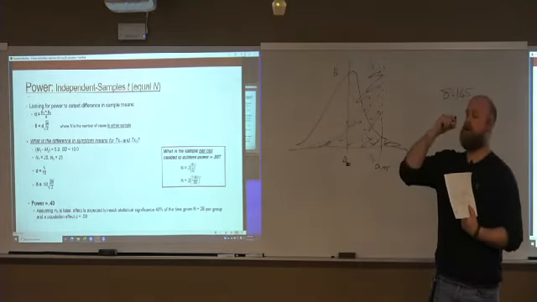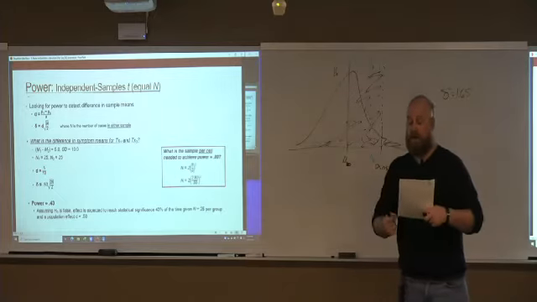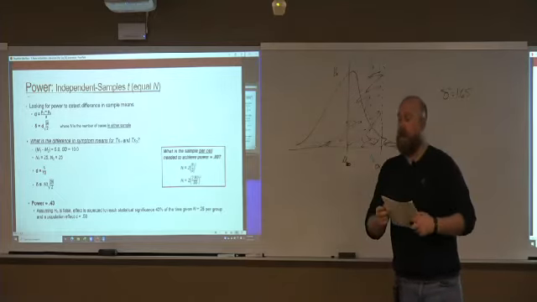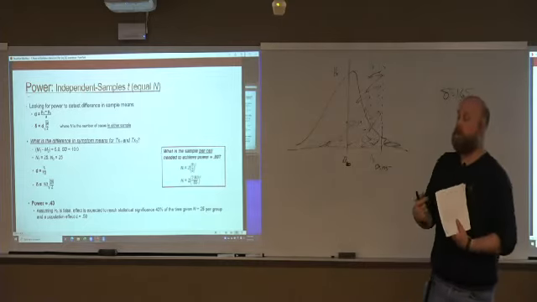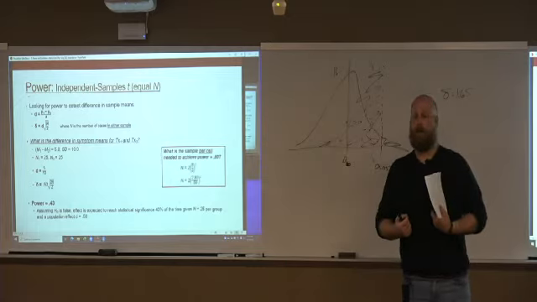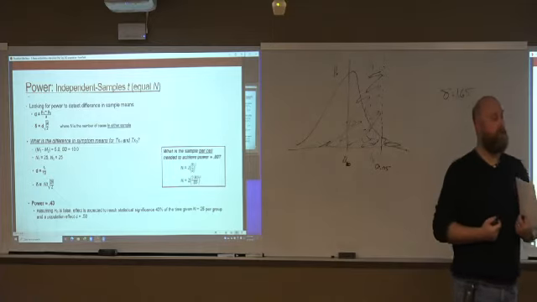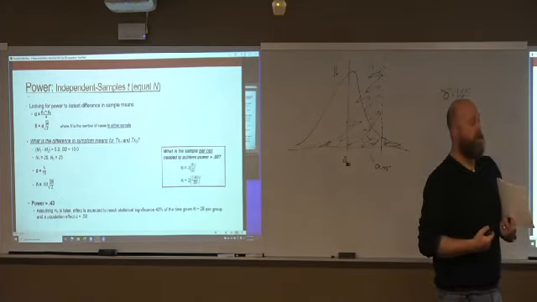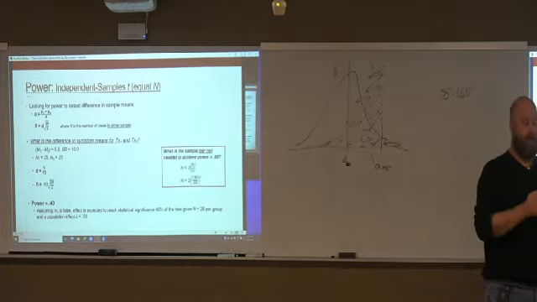What did you say, Johnny? 63. 63 people per cell, right? So I need a sample size of 126 in order to have an adequately powered test. Wait, you need how many? 63 per cell. So if I double that, that's a balanced design, it's 126, right?